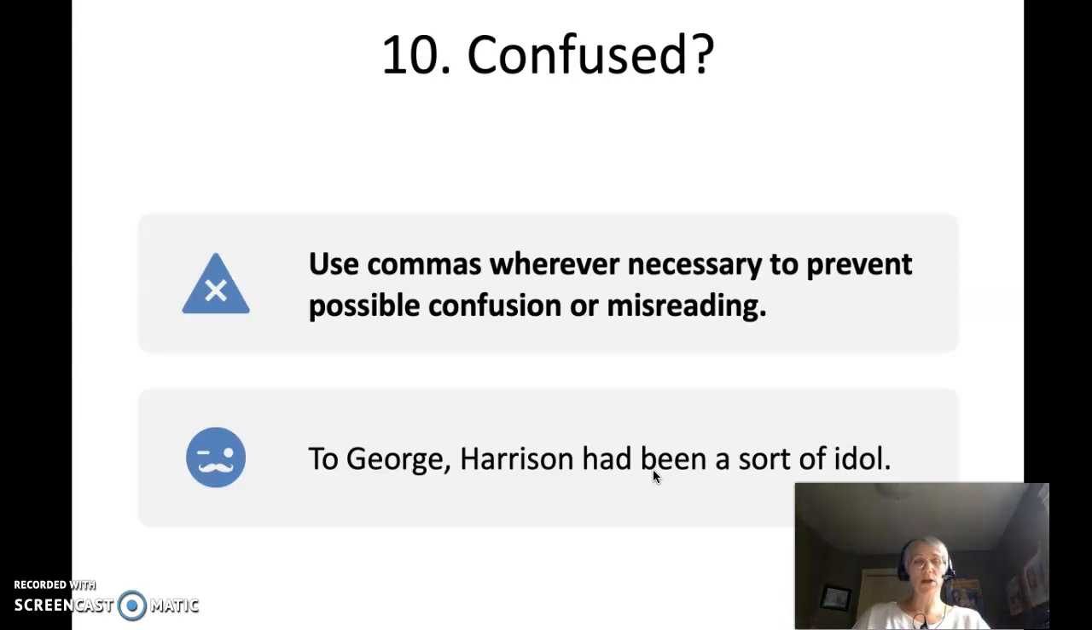Lastly, you use commas primarily to avoid any kind of confusion or misreading. So, for example, George Harrison is the name of one of the Beatles. If you have two names next to each other and you want to make sure that they're not confused for one name, then you're going to make sure you have a comma in between them, like you do here on the screen. To George, comma, Harrison had been sort of an idol.